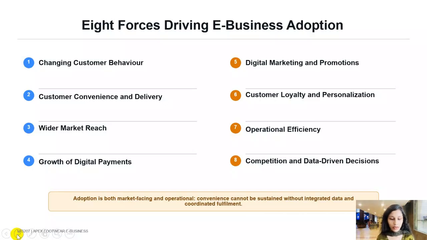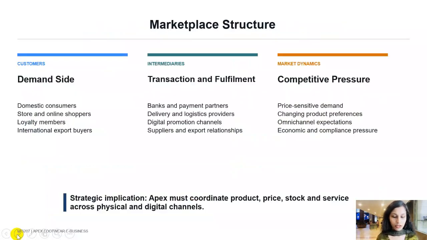Moving to the next slide, we can see marketplace structure. The Apex marketplace has 3 main parts: customers, partners, and competitors. Customers include store and online shoppers, loyalty members, and export buyers. Partners include banks, logistics, and lastly, suppliers. At the same time, Apex faces changing customer preferences, price pressures, and increasing competition.